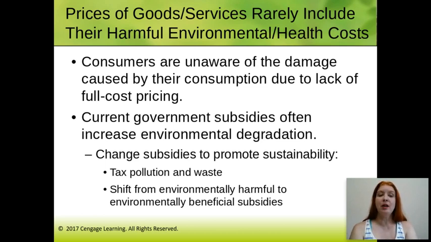Current government subsidies often increase environmental degradation. So one thing that we could do is change subsidies to help promote sustainability. If we tax more pollution and waste, which should be a given, and then shift from environmentally harmful, for example, the $6 billion of taxpayer money that goes to subsidize fossil fuels every year, and shift even some of that over to the environmentally beneficial subsidies. Can you imagine what we could do with $6 billion worth of energy if we put it into renewable energy? Oh, it would be awesome.